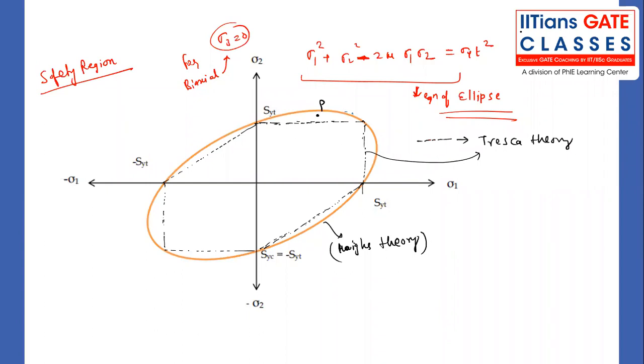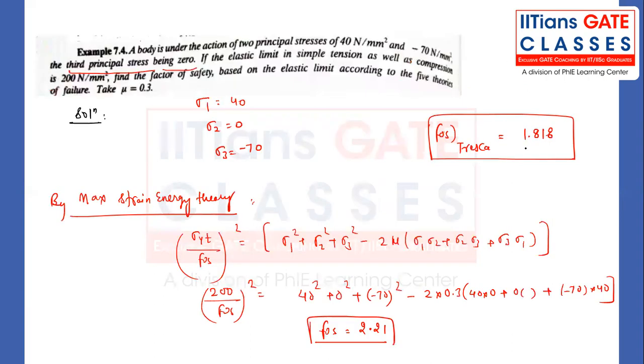So what you're observing, my dear friend, if I ask you at this point of time, which is the safest theory, which is the more conservative theory, Tresca's theory or Hencky's theory, what you will say? Among Hencky's theory, that is the maximum strain energy theory, or Tresca's theory, among these two theories, which is giving me the safest theory? The answer must be what? The theory which is giving you the least factor of safety will be the most conservative theory, the safest theory.